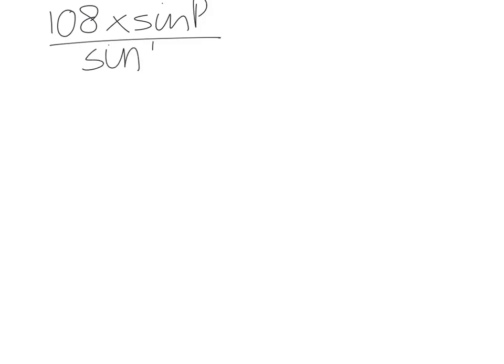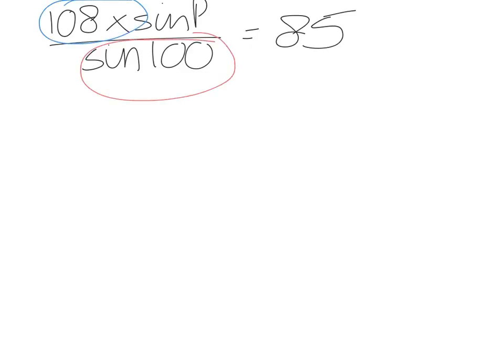Okay, so let me write that out again. So I had 108 times sine P over sine 100 equal to 85. Okay, now when I start to think about what's happening to sine P, it is being multiplied by 108 and then being divided by sine 100. So if I want to undo a multiplication, I'm going to do a division. And if I want to undo a division, I'm going to do a multiplication.